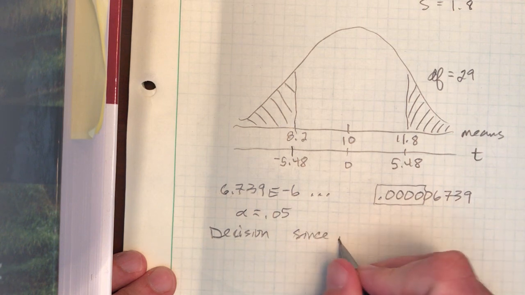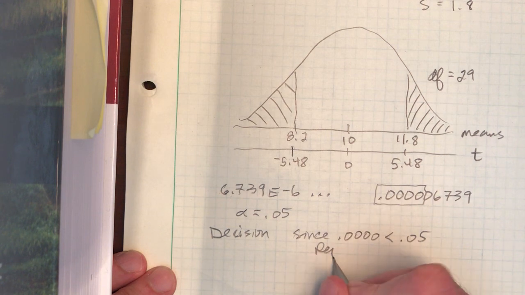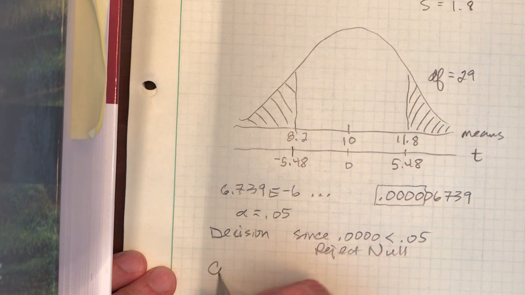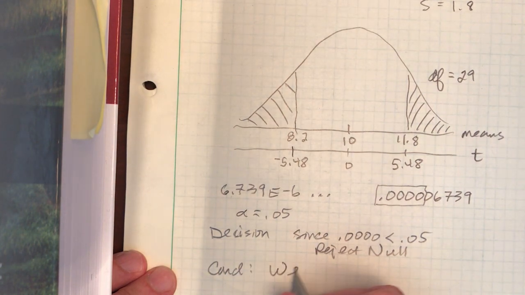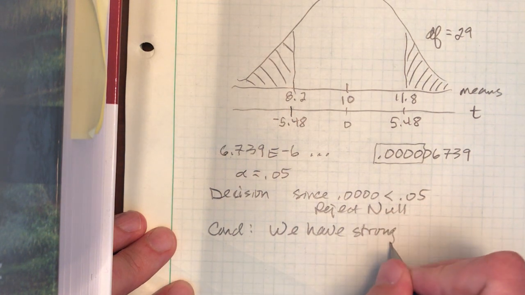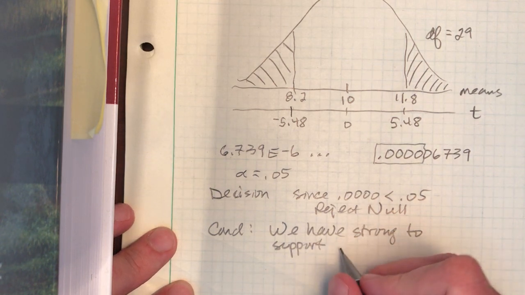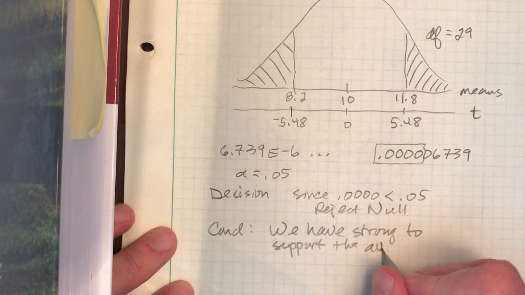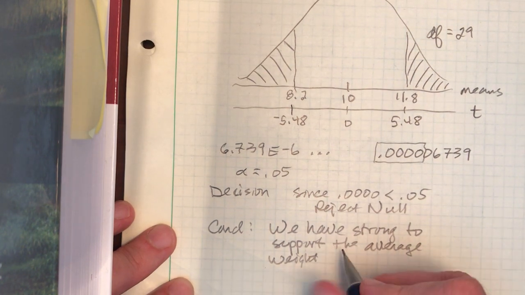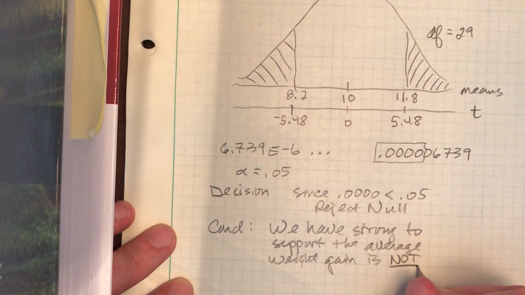since 0.000 is less than 5%, reject the null. My conclusion, we have strong evidence to support the alternative, which is the average weight gain is not 10 pounds.